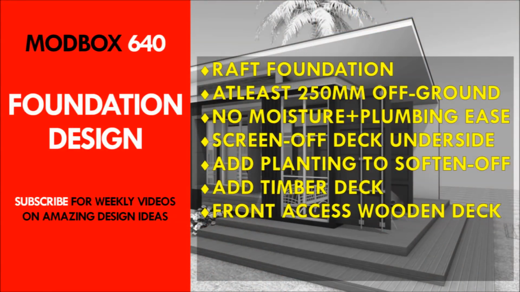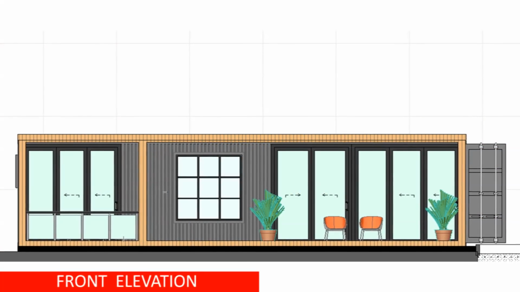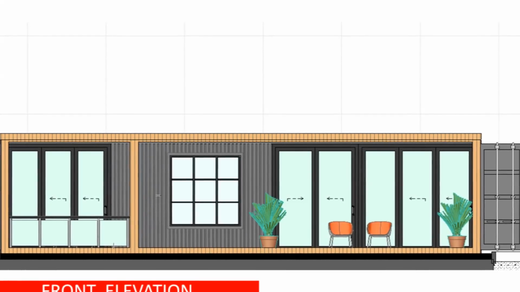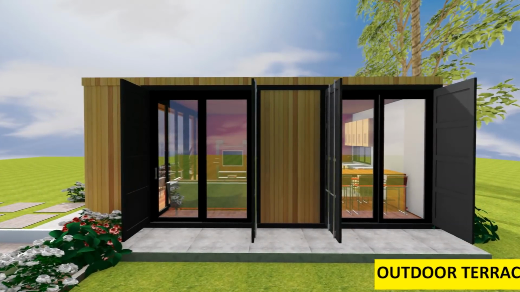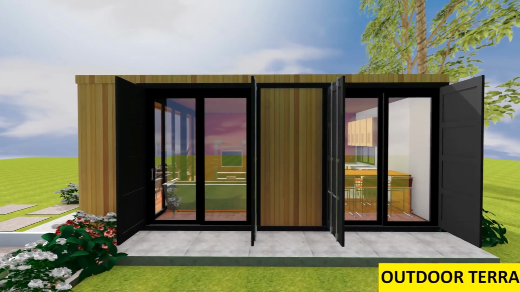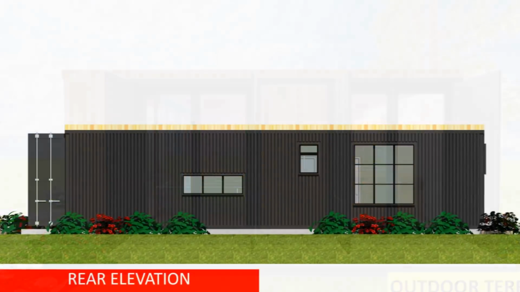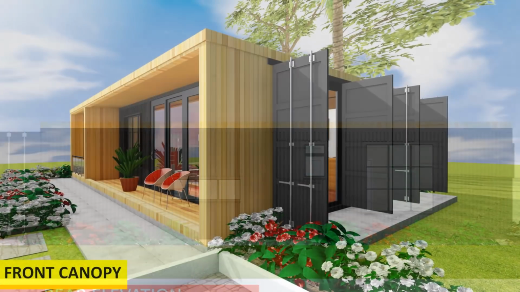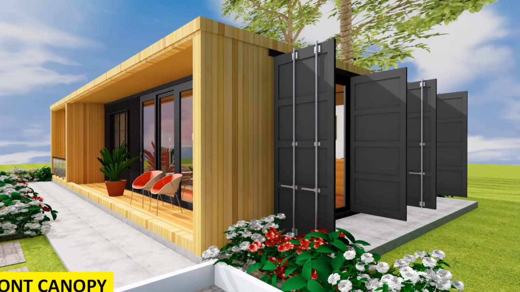Next, we'll look at the foundation design. In this particular design, we've used a raft foundation. So what we've done is we've lifted our building off the ground so that we can keep the containers away from moisture. This prevents us from experiencing challenges of moisture and also rusting of our shipping containers. The good thing is also with lifting your shipping containers away from the ground, it allows you to create a nice space for an outdoor sitting space or an outdoor deck.